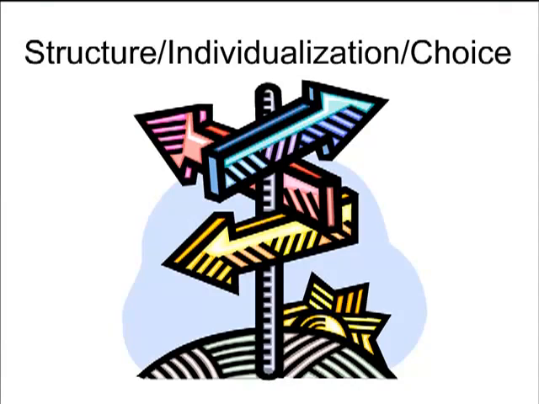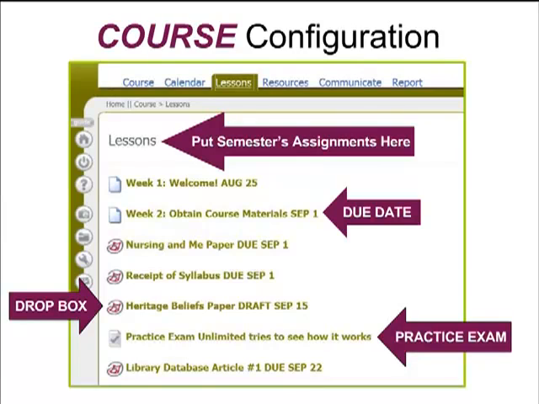Now, how do we accomplish some structure and some individualization and some choice? Well, there are many ways to do that, and I'm going to show them to you now. This is the course configuration. You can see that lessons at the top is highlighted. This is the same lessons tab that was referred to on the welcome announcement. All the semester assignments go under lessons. I selectively release them in chronological order so that everything that's going to be due before the first exam is available and visible to the students.